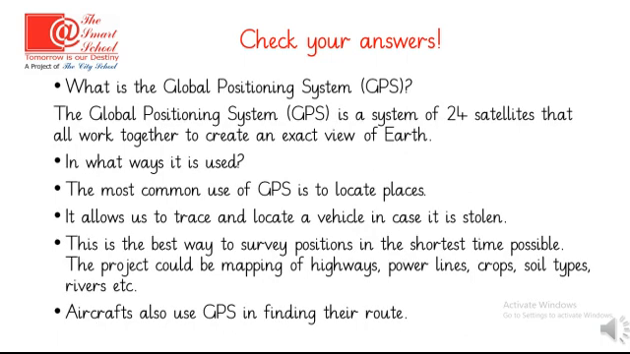What is the global positioning system? The global positioning system, or GPS, is a system of 24 satellites that all work together to create an exact view of Earth. In what ways it is used? The most common use of GPS is to locate places. It allows us to trace and locate a vehicle in case it is stolen. This is the best way to survey positions in the shortest time possible. The projects could be mapping of highways, power lines, crops, soil types, rivers, etc. Aircrafts also use GPS in finding their route.